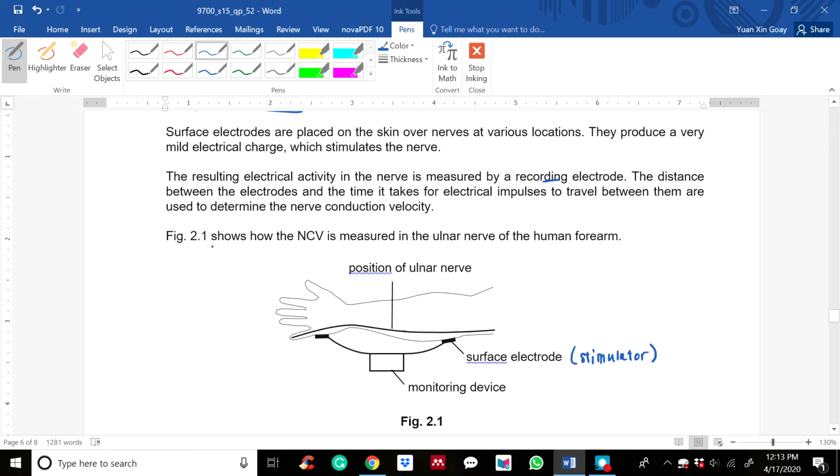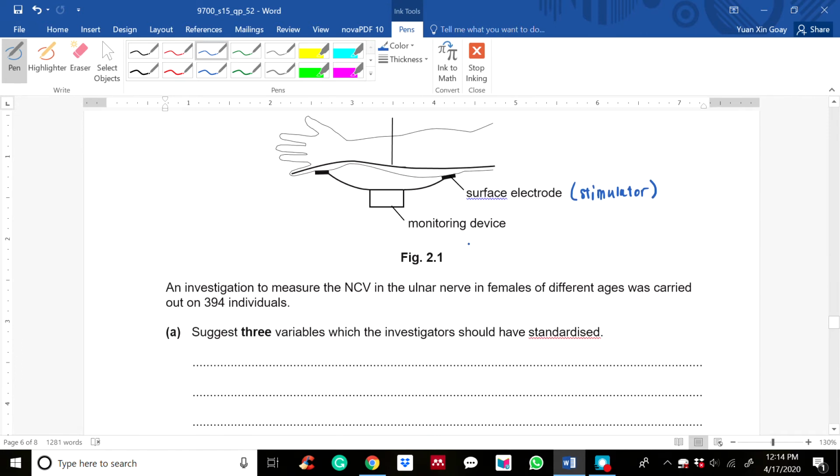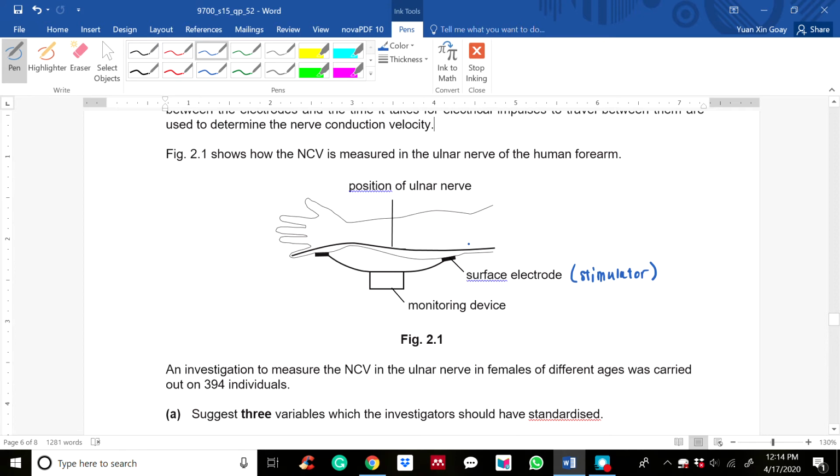Figure 2.1 shows how the NCV is measured in the ulnar nerve of the human forearm. So you can see there are two electrodes placed on the skin. One is to stimulate the nerve, another one is to record the stimulation.